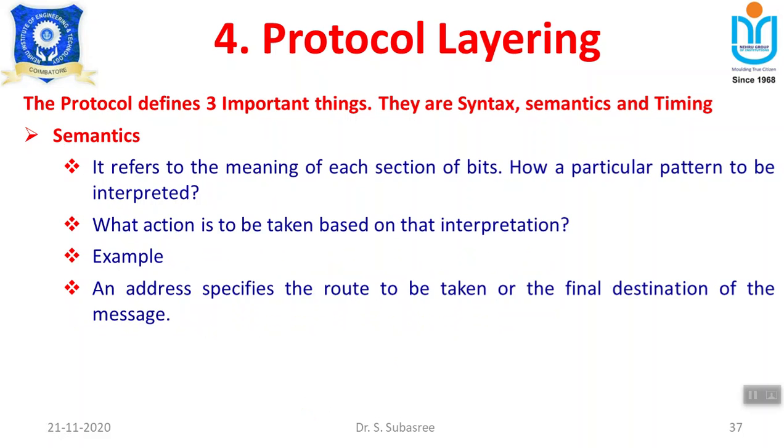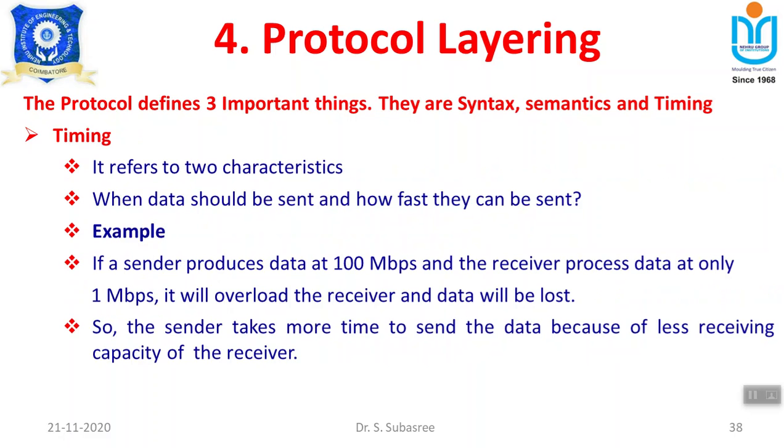Semantics means it refers to the meaning of each section of bits, for what purpose we are using that bit. For example, the address specifies the route to be taken or the final destination of the message, or whether a particular node is a destination node or an intermediate node, how it can be identified. That is called semantics, the meaning of the information. Then the third one is timing. Timing refers to characteristics: one is when data should be sent and how fast it can be sent.